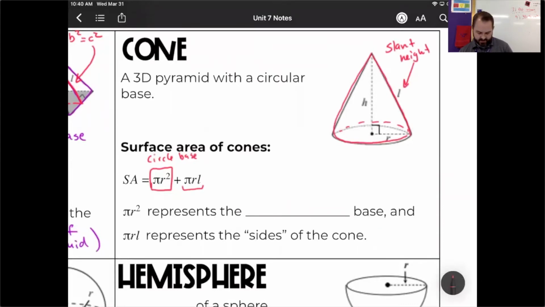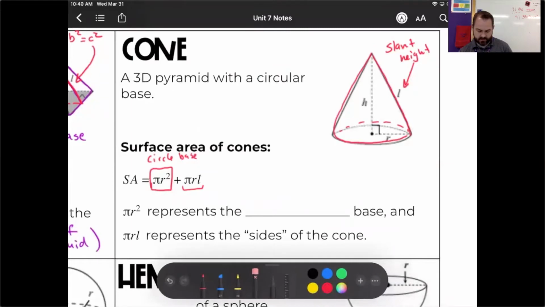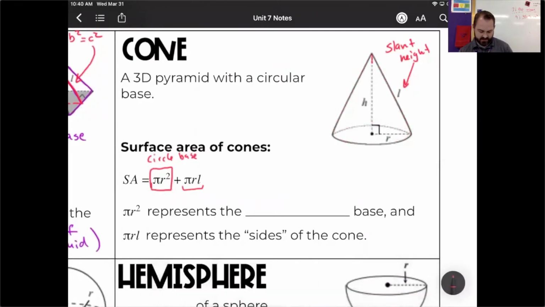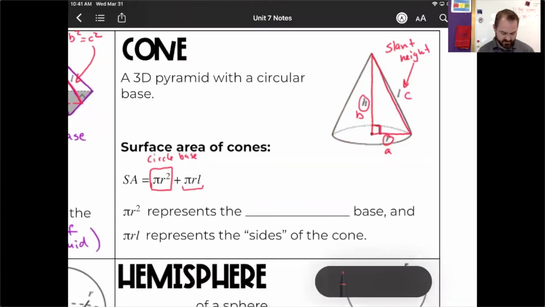And again, you can see this right triangle take shape inside that cone, where we could use the Pythagorean theorem, where one leg of the right triangle is the radius of the circle, the other leg is the height of the cone, and to find slant height, that would be our c, the hypotenuse of the right triangle. So we might use the Pythagorean theorem there too.